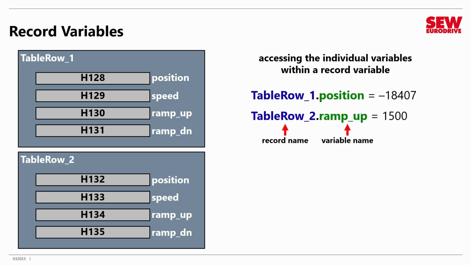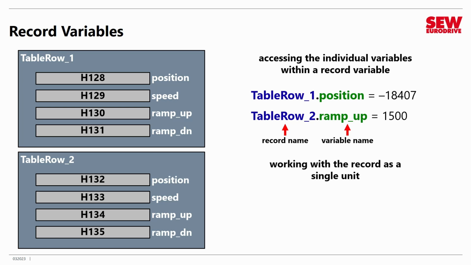You do it something like this. You take the name of the record you're interested in, you put a period, a dot, after it, and then you put the individual variable name after the period. Now, there are no spaces whatsoever in here. This is just all mushed together. You then put an equal sign and whatever you want to put in there. So if you want to set, for example, table 2 ramp up to 1500, you say table row 2 dot ramp up equals 1500, and that accesses the record variable, the individual variable, and then puts the value into it. So if you then went and looked in H134, you should see 1500 in there. That is how you work with the individual variables inside record variables.